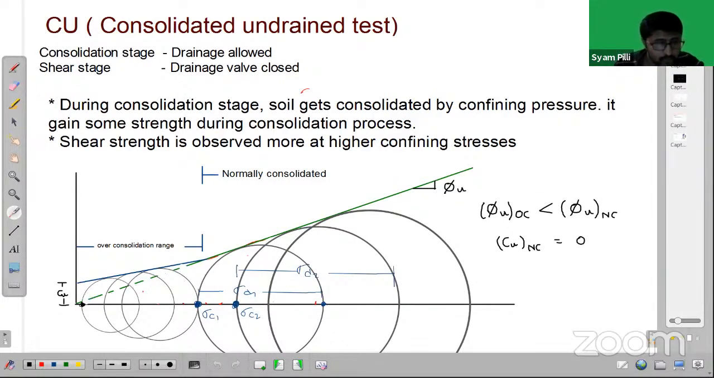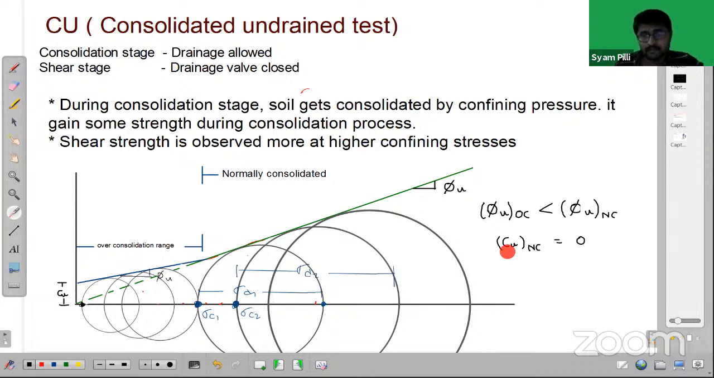इधर over consolidated clay के लिए CU, this is the CU, and the slope of this curve gives you what? Friction angle, angle of internal friction. This is what we give phi u, right? So this is phi u for over consolidated clay. This slope is generally lesser than this slope, you know. So that's why for over consolidated clay, friction angle will be little bit lesser than normally consolidated clay.